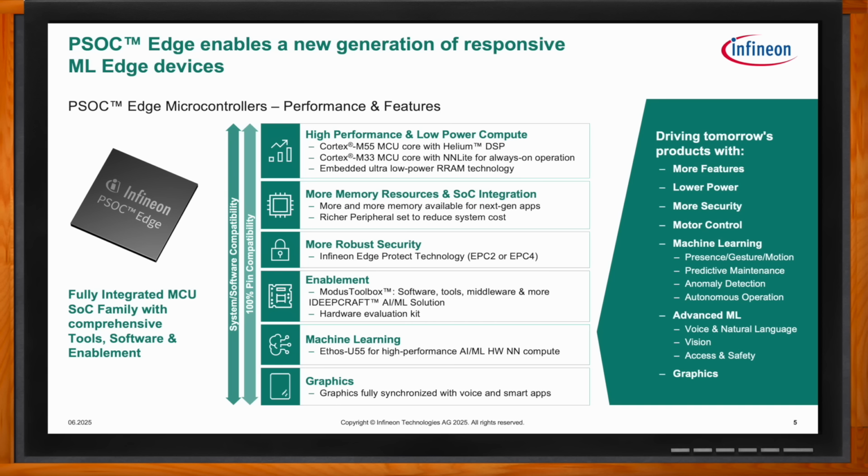I'm going to be also talking about the enablement. Because we not only have the enablement for the microcontroller itself being introduced by Modus Toolbox with software, with tools, with middleware, but also being introduced by DeepGraph, which is our end-to-end machine learning solution that allows you to take your data and have an AI ML flow. We have kits, we have advanced machine learning, which is one of the main topics of today's discussion, Ethos U55 for high performance AI ML.